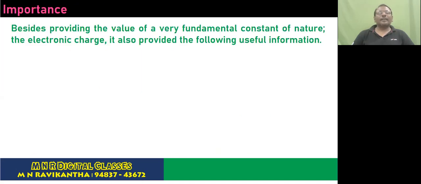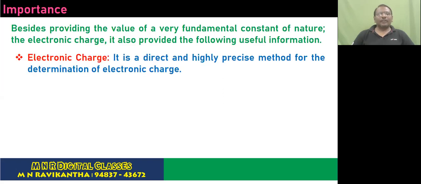Now let us understand the importance of Millikan's oil drop experiment. Besides providing the value of a very fundamental constant of nature, that is the electronic charge, it also provided some useful information. The first one, which we already discussed, is that it helps in finding the electronic charge. It is a direct and highly precise method for the determination of electronic charge.